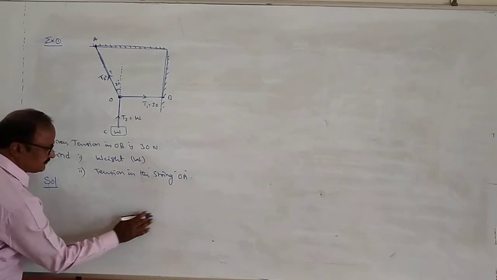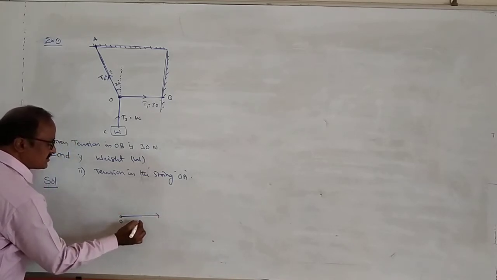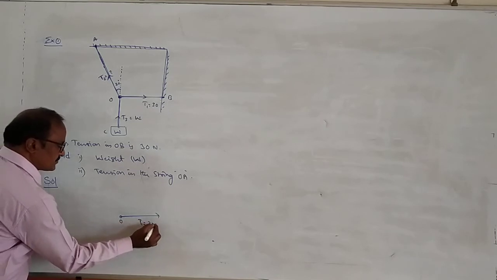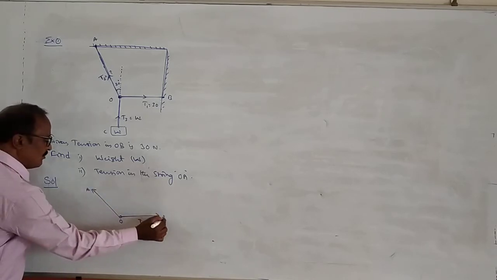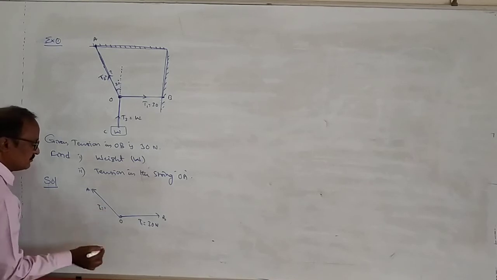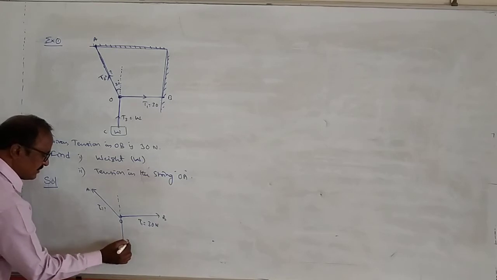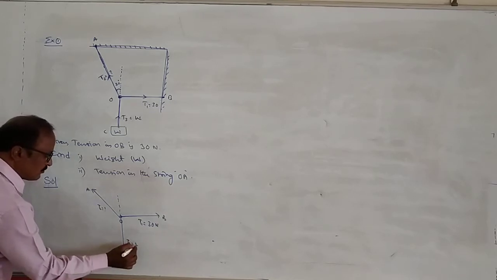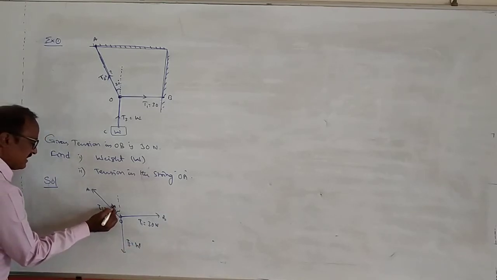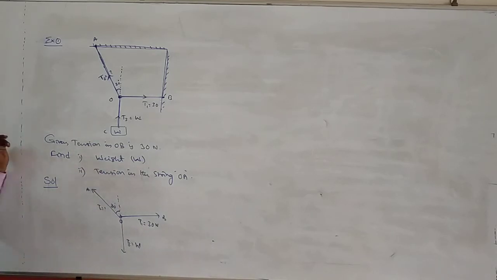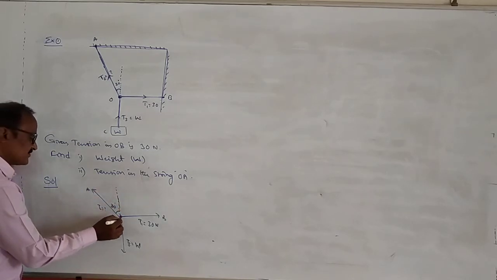Suppose this is the line. This is OB. Along this, the tension is 30 newtons. And along this line, the tension in OA is T2, this is the unknown value. And here, the tension in the lower string is T3, which is equal to the weight. Here also the angle 30 degrees is given. Remember my students, this problem can be solved in two ways.